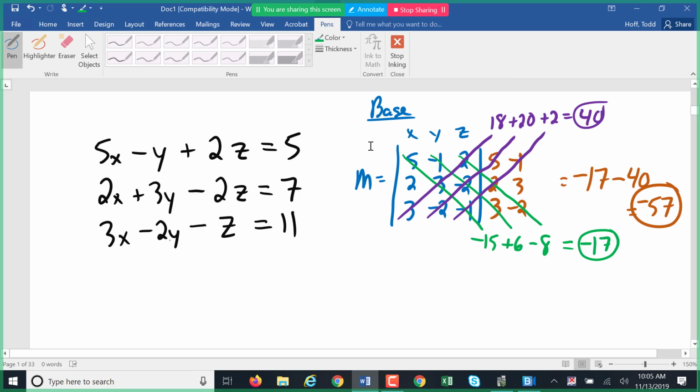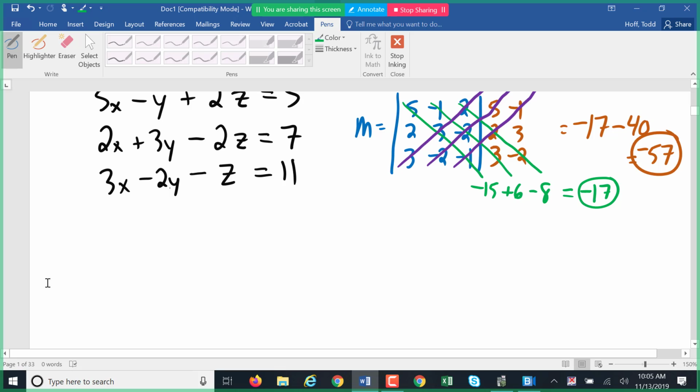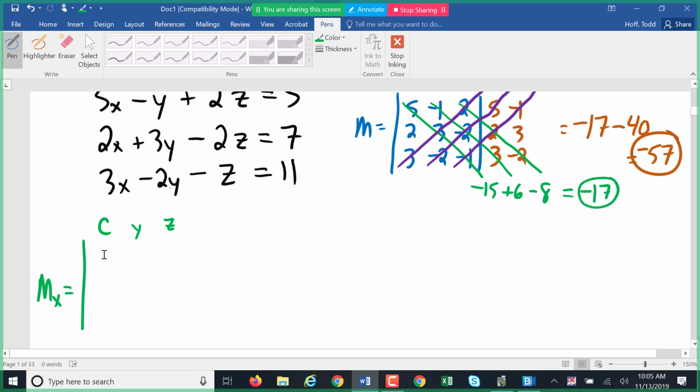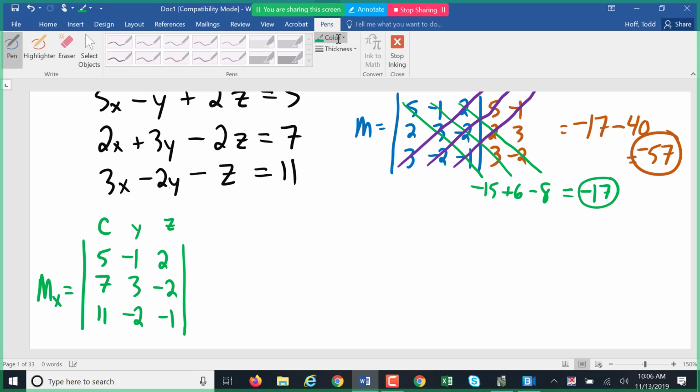Our X matrix once again replaces the X coefficients with the constants. So the constants here are 5, 7, and 11. The Y coefficients, negative 1, 3, negative 2. The Z coefficients, 2, negative 2, and negative 1. And we find its determinant.